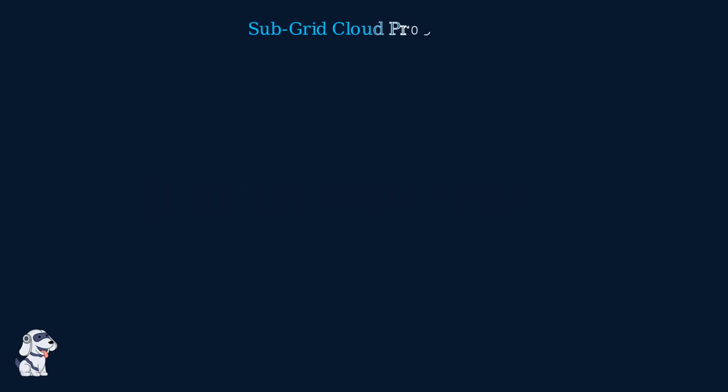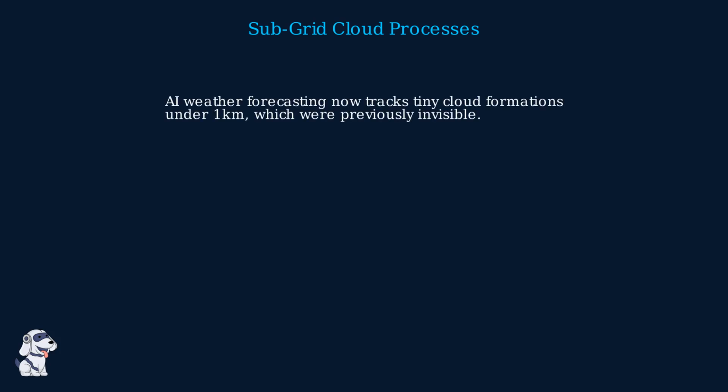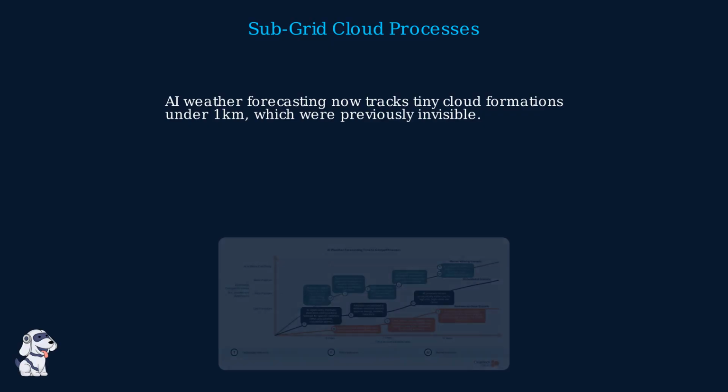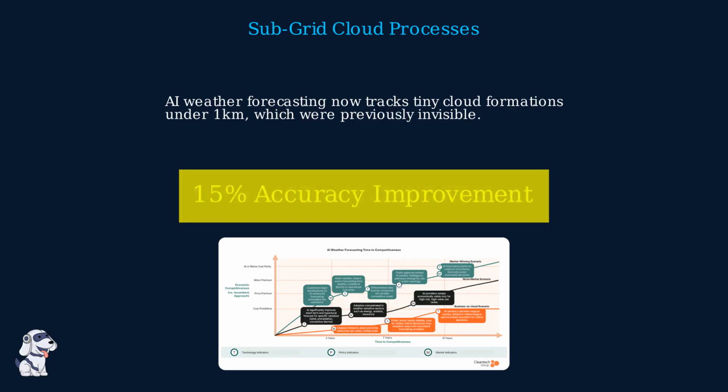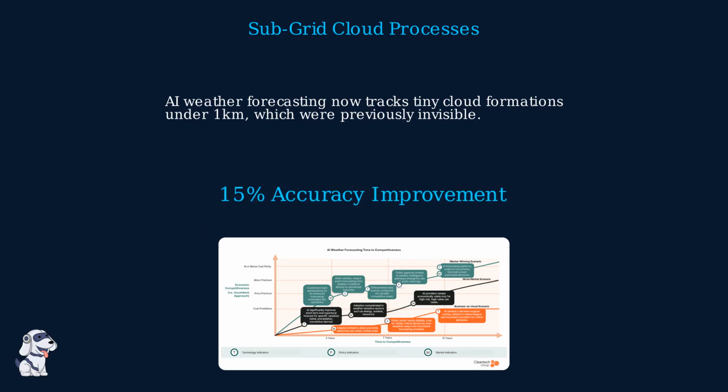Recent breakthroughs in 2026 involve AI satellite imaging that tracks subgrid cloud processes. These tiny formations, often less than 1 kilometer in size, are crucial for accurate global climate modeling. By analyzing these subgrid dynamics, AI models have achieved a 15% improvement in short-term weather prediction accuracy. This technology allows meteorologists to transition from broad averages to high-resolution microphysical analysis.